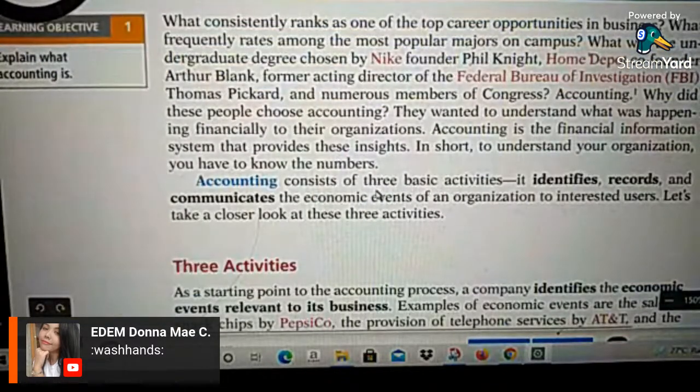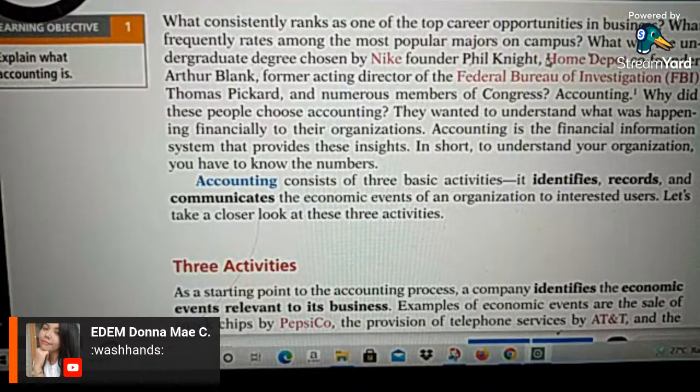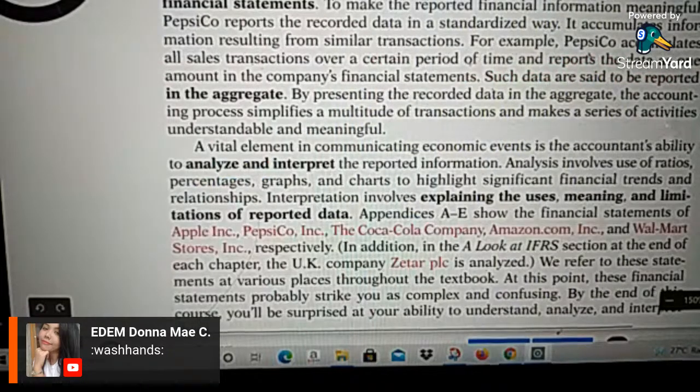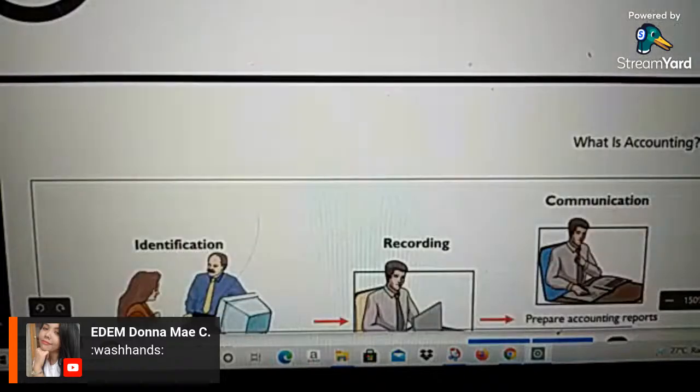So, what is accounting? Accounting consists of identification, recording, and communicating the economic events or the transactions of an organization. Organization meaning business, partnership, and so on, to interested users. So, who are these users?